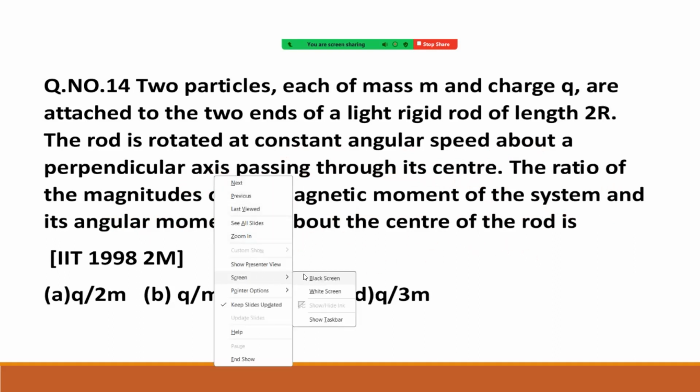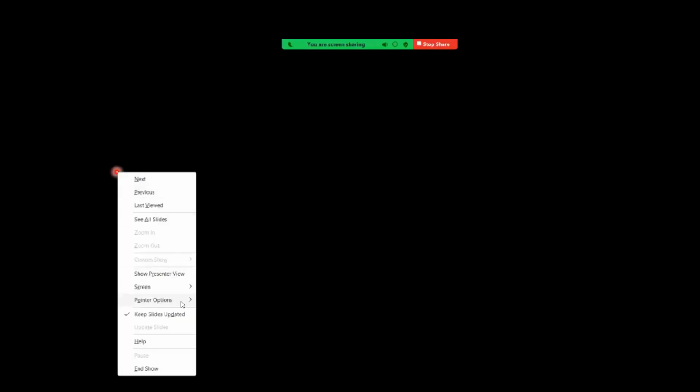So same calculation, let's see. We have two particles connected to the two ends of a light rod of length 2r. This is r, this is r. So two point masses m and m, with charges q and q each.